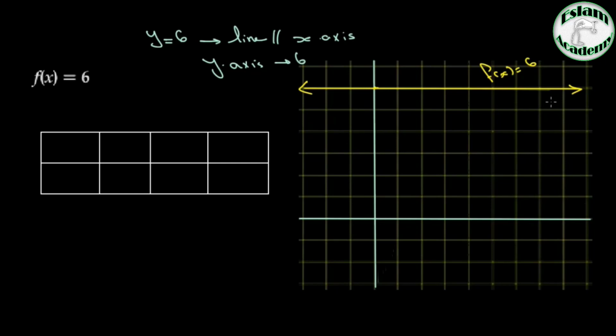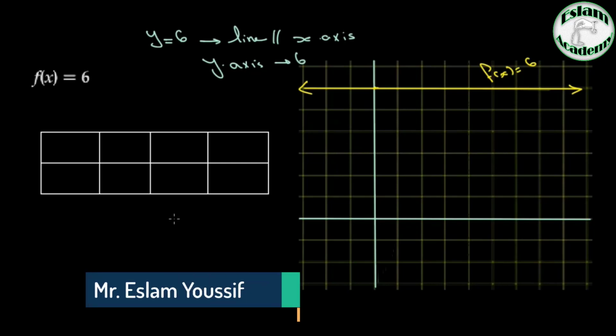You will find that there is no intersection between the line and the x-axis. It means there is no zero of the function. It means there is no value that makes the function f of x equal to 0.